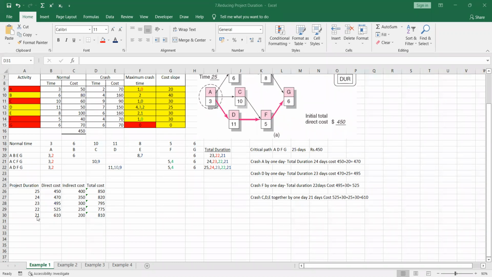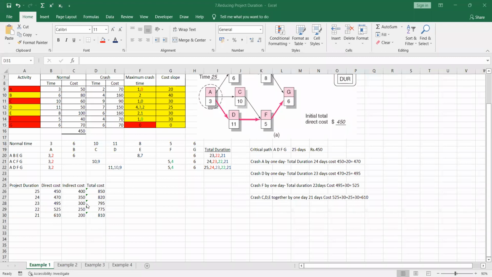Can you see that when the project duration is reducing, the total direct cost is going to increase? Do you see that, when the project duration decreases, the direct cost increases? That means we want to finish our project as quickly as possible, by reducing the project duration. When we want to finish our project by taking fewer days, we have to hire more laborers. When we hire more labor, our direct cost is going to increase.